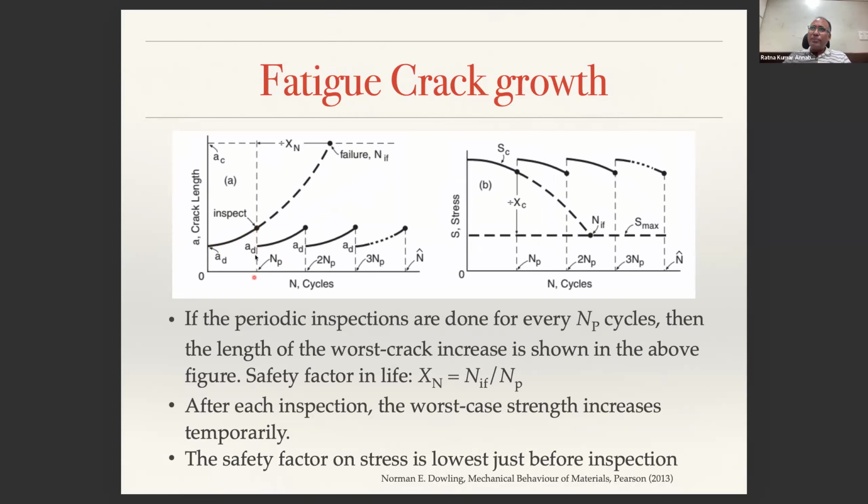Because you cannot reduce below AD because AD is the detectable crack size. Below AD, even if you reduce, you may not be able to see. So the best bet is you can reduce it to AD. The fact that you have reduced it to AD, you can see that the strength has reduced as the crack length increases. But the fact that you have done the intervention, so this will increase again to the same value. Like that, if you do this periodic inspection, whenever the crack length increases at every NP number of cycles, you can do the repair and improve the life of the component as long as you want.